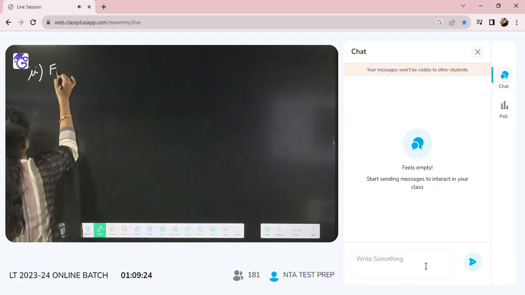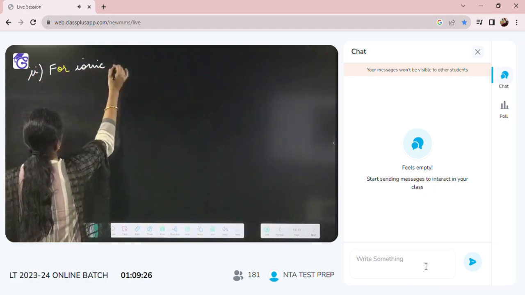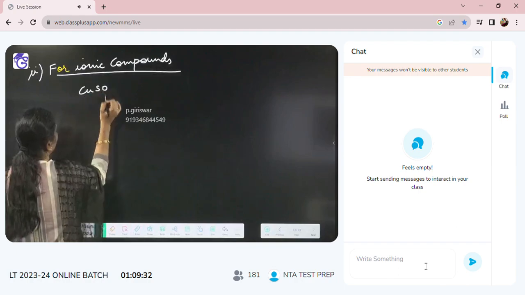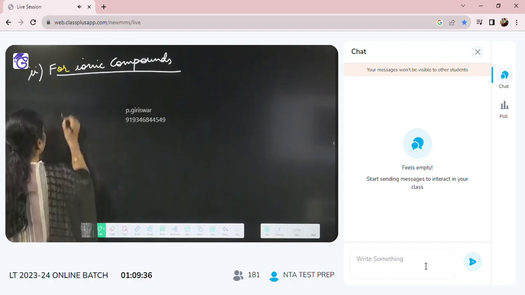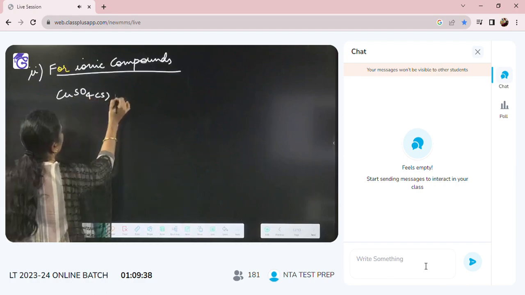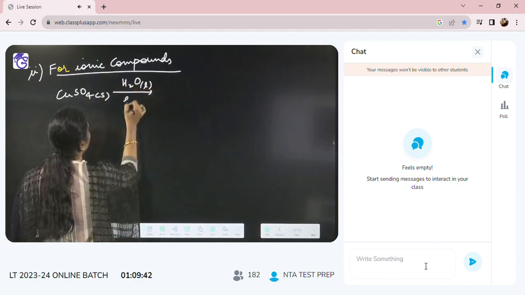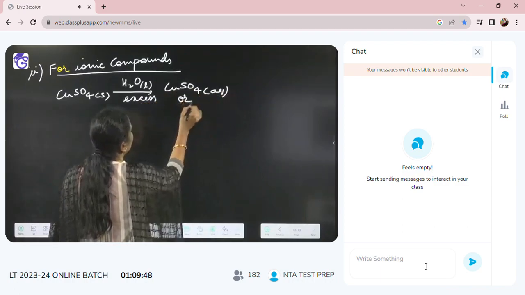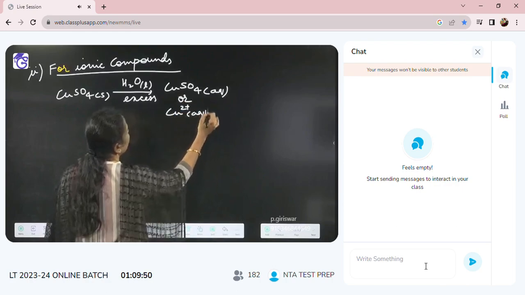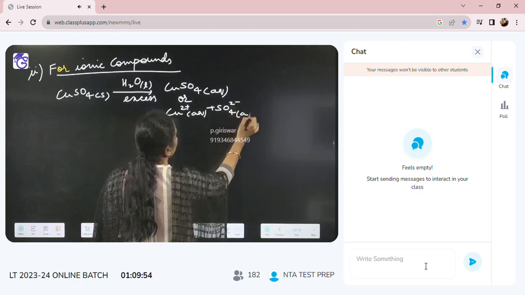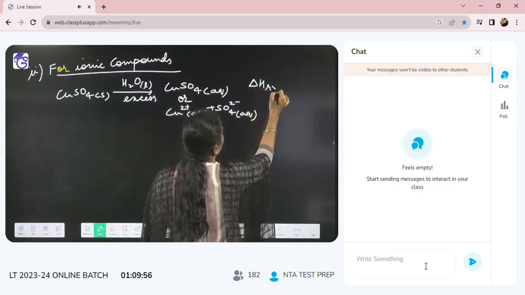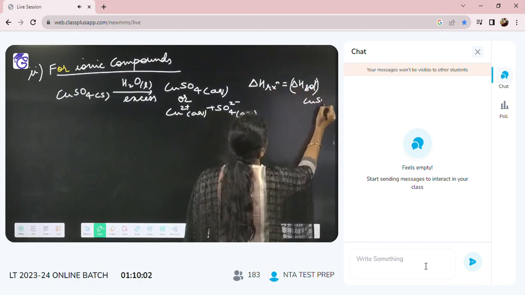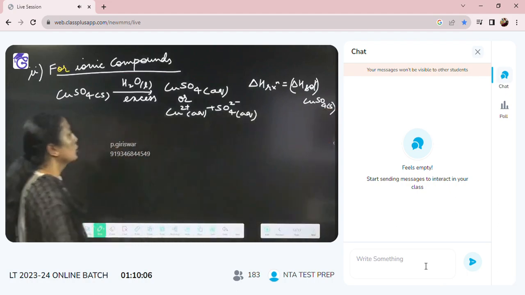Second one is for ionic compounds. So for an ionic compound, suppose I am taking CuSO4. Suppose I am taking CuSO4 solid, and if I have taken excess H2O liquid, it will form CuSO4 aqueous, and normally when it gets dissolved, it will exist like this: Cu2+ aqueous plus SO4 2- aqueous. Now whatever is the delta H of this reaction, it is the enthalpy of solution of CuSO4 solid.